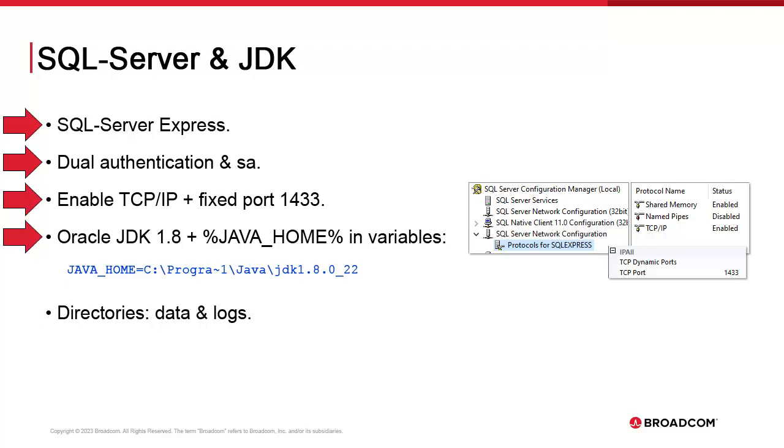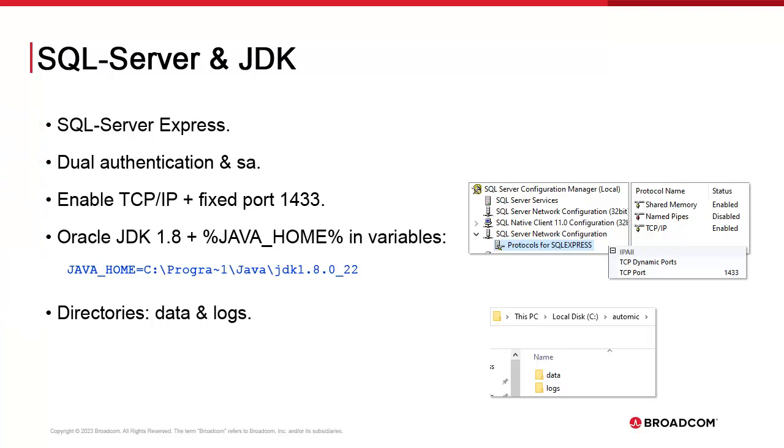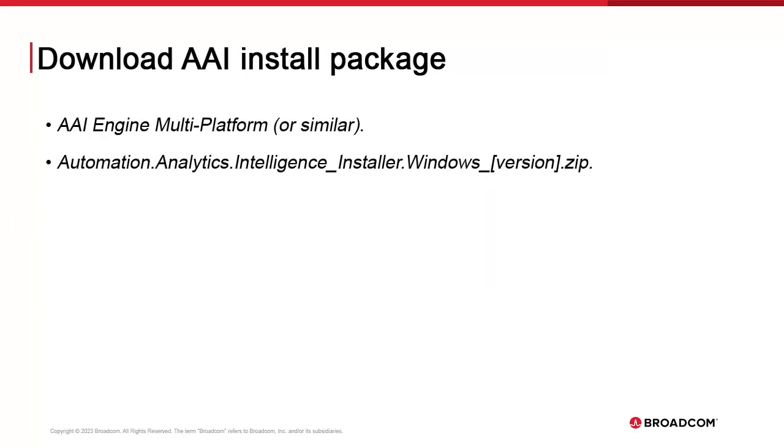Download the JDK version 8 from Oracle's website and set Java Home in the system variables. Finally, we have to create two physical directories for storage. They should be named Data and Logs. Let's consider the AAI installation package. Look for specific terminology like Engine Multi-Platform, Installer Windows, and so forth.